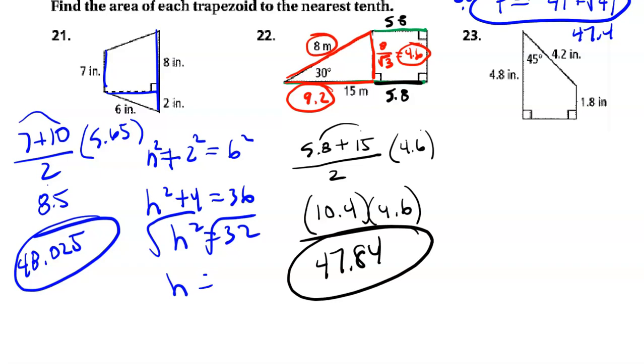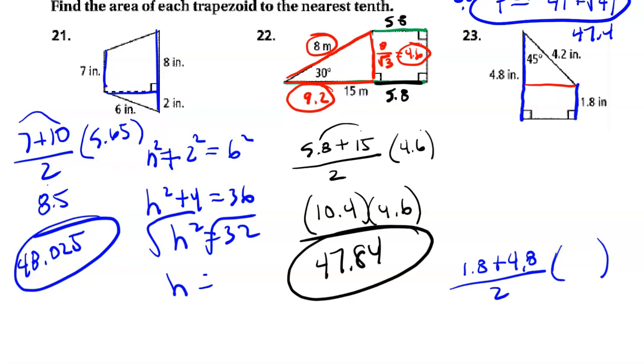All right, 23 is looking like a rough one too. Let's see what we got going here. I do have one base, and actually the bottom base, they give me the whole thing here too. That's 4.8. So far, I have 1.8 plus 4.8 chopped in half. Basically, all I need to get is that doggone height. So trying to figure out this.